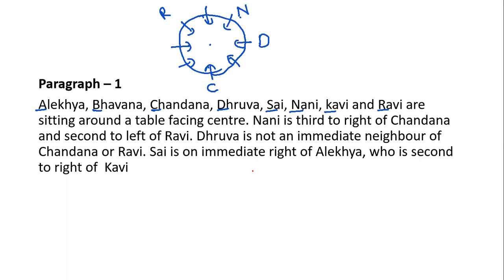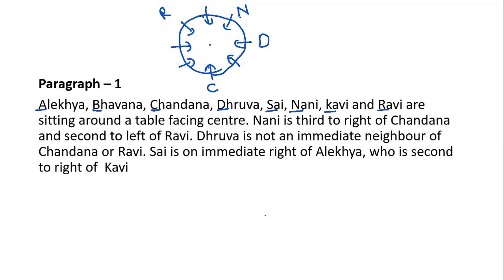Now, Sai is on the immediate right of Alekhya, who is second to the right of Kavi. So first try to understand this sentence, who is second to the right of Kavi. In any of the passages or statements, if you look at the word who, whose, which, likewise, then you have to cancel the word who and relate that information with the person just before the word who. I am repeating it again.